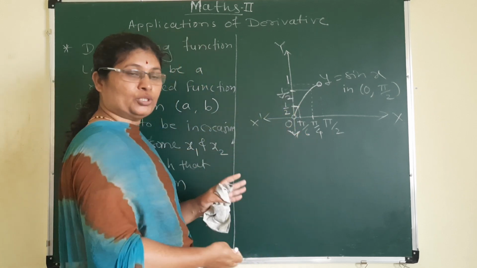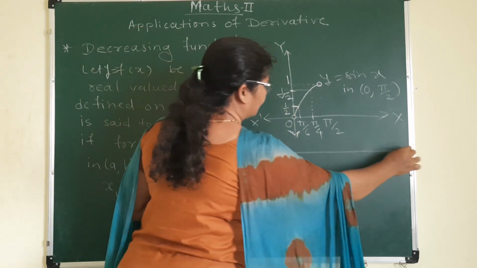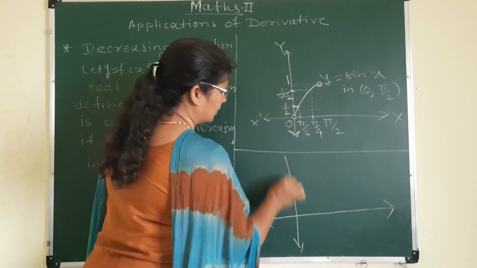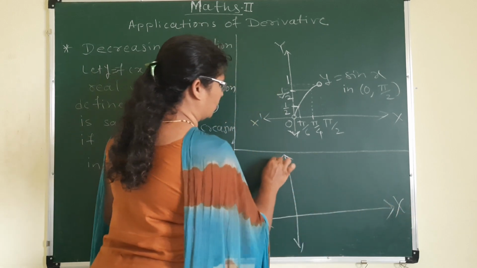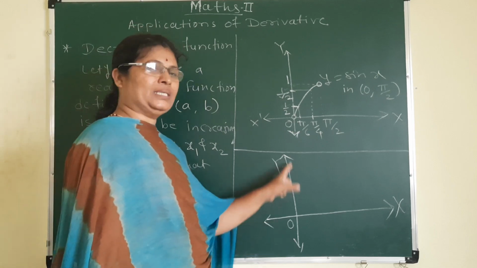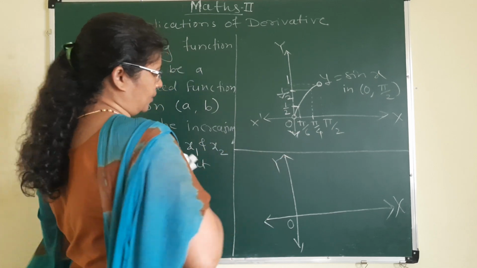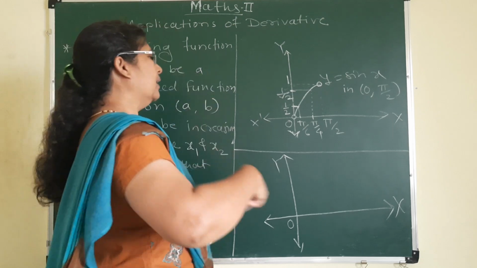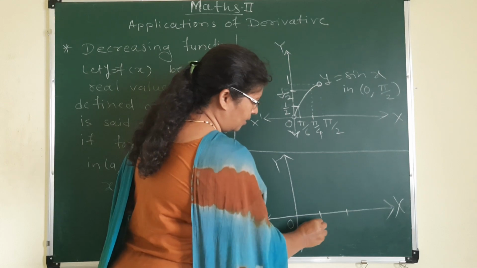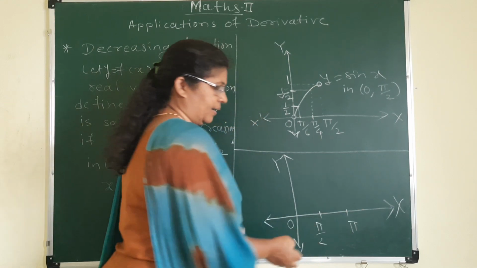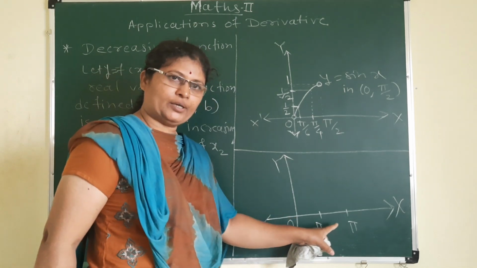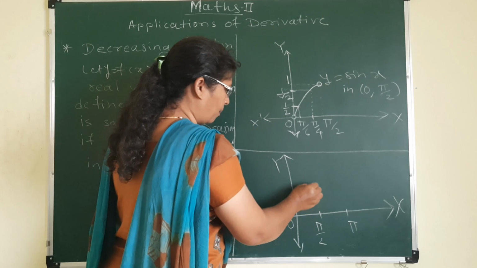We will consider this same graph for the next interval. See what happens. We will compare here at the same time. Look at this. This is your x-axis, this is your y-axis. Values of x are along the x-axis and values of f of x are along the y-axis. Now what happens? Look here. I will consider the interval from pi by 2 to pi. Values of x are increasing from pi by 2 to pi.